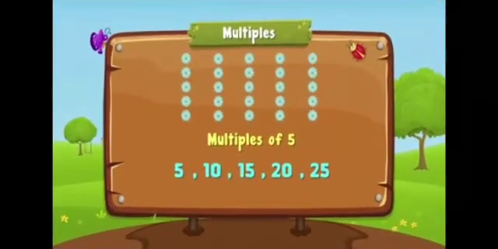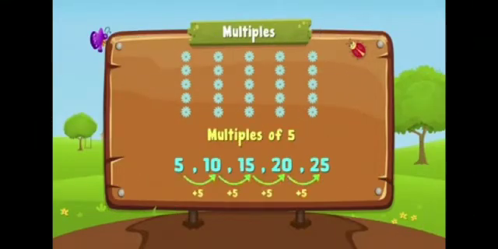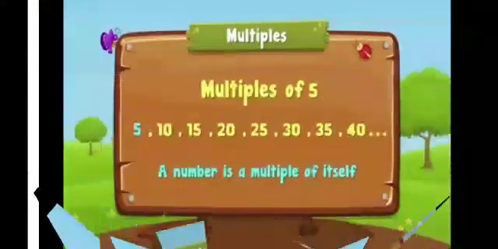Multiples. We can discuss multiples. Here look, multiples of 5. In each group how many flowers? 5 flowers. So 1 into 5, 5. 2 into 5, 10. 3 groups of 5, 15. 4 groups of 5, 20. 5 groups of 5, 25. So we can say multiples of 5 are 5, 10, 15, 20, 25. What will come next? Yes, 30 will come. These, etc., are the multiples of 5.